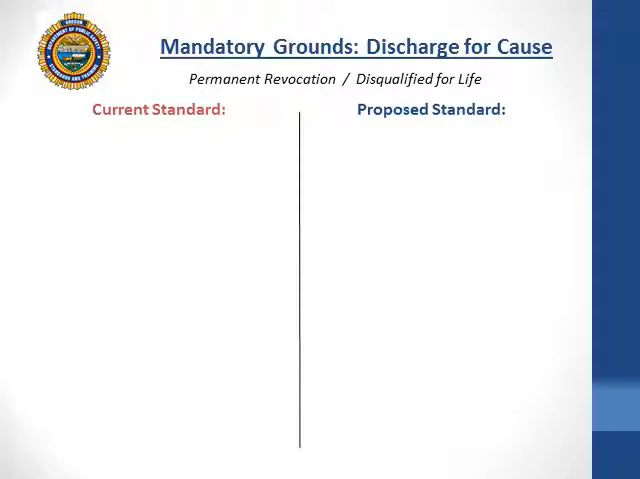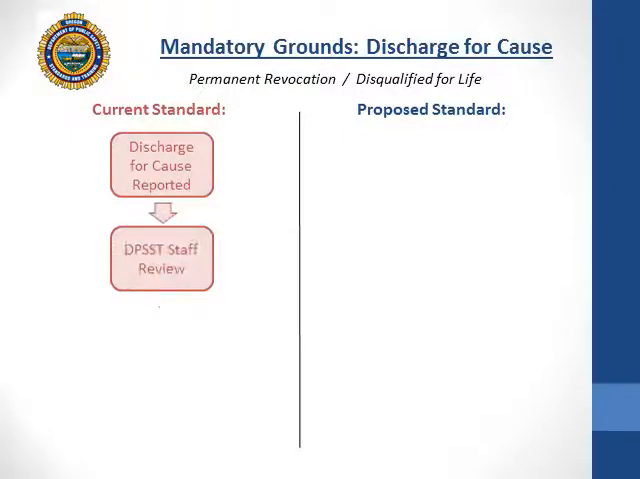Upon being notified that a public safety professional has been discharged for cause, DPSST staff will review the conduct and will determine whether the board's definition of discharge for cause has been violated. If so, revocation is required and proceedings will be initiated without further review. Cases in which the behavior that led to the discharge is unrelated to the board certification standards will be administratively closed.